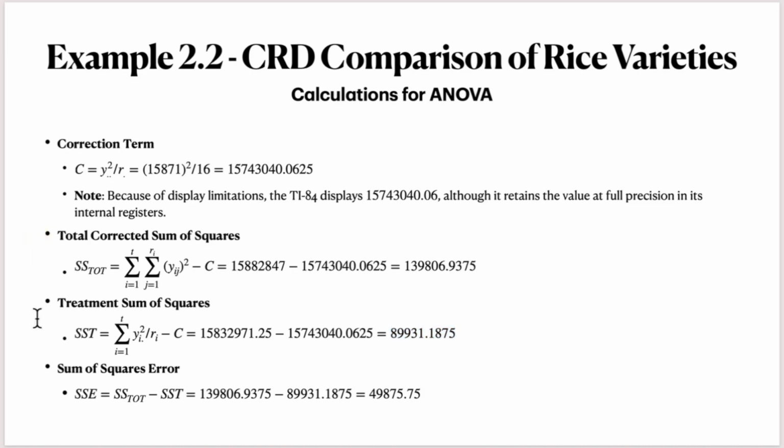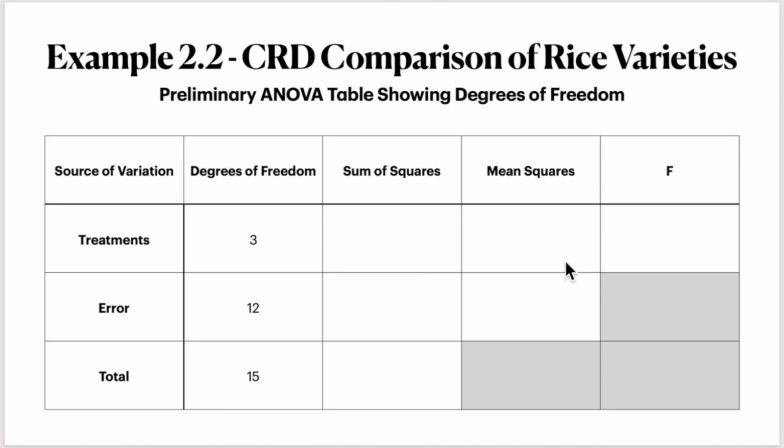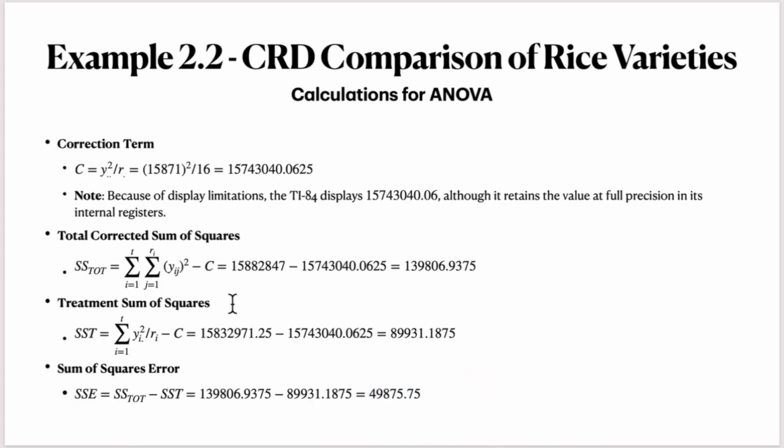Once we have the corrected total sum of squares and the treatment sum of squares, we can get the sum of squares error by subtraction, and so that gives us 49,875.75. So now we have the quantities that we need to fill in the sum of squares column in our ANOVA table. And let me just point out that to start filling the table out in this column, we really only need the total corrected sum of squares and the treatment sum of squares.